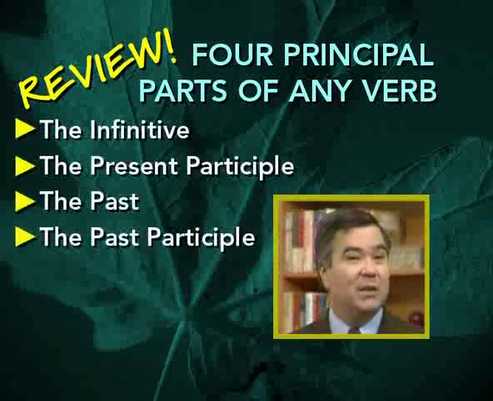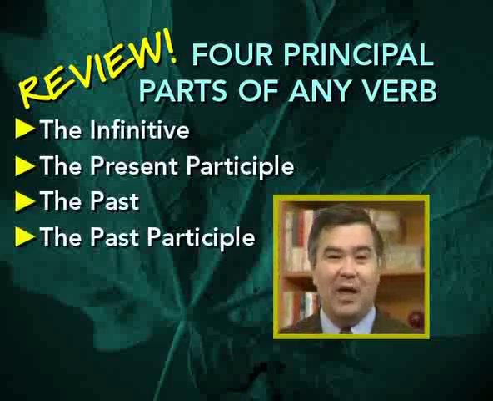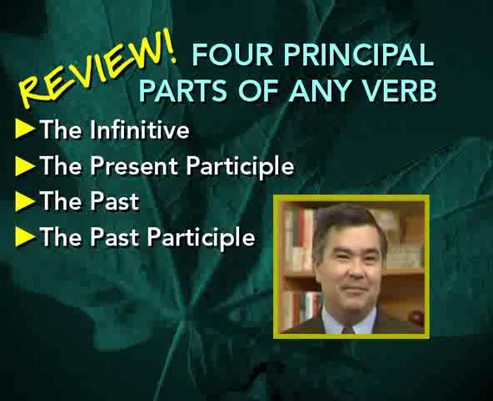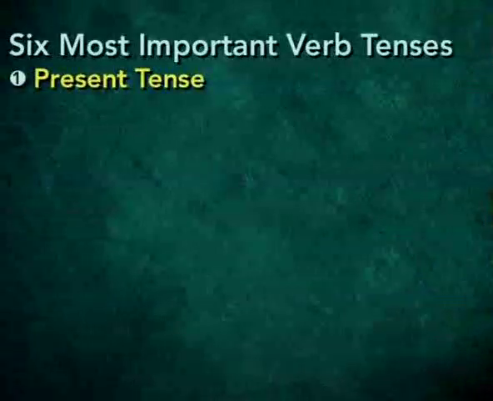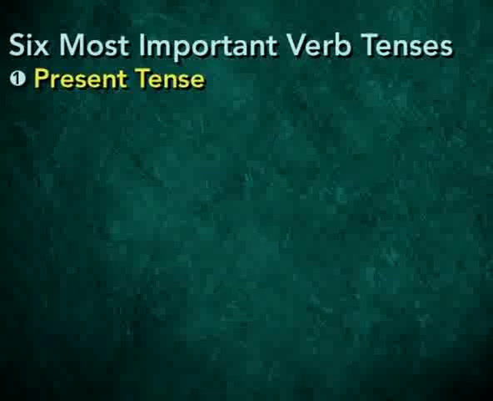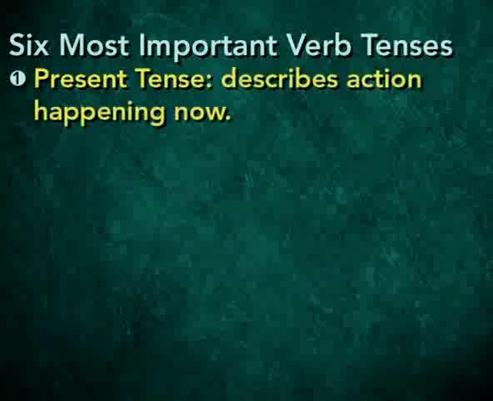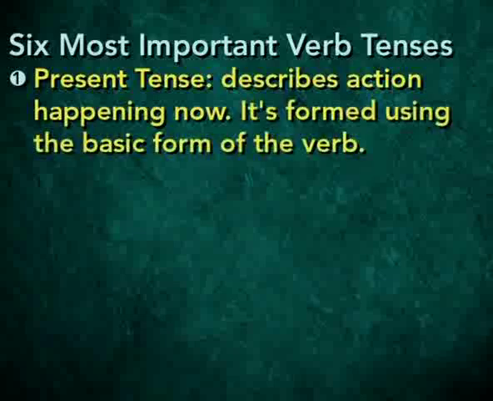And these four principal parts are combined in various ways to create verb tenses. Now, there are many verb tenses in English, but the six most important are the ones we're going to present to you now. Let's begin with the present tense. The present tense is used to describe action that's happening now. It's formed using the basic form of the verb.